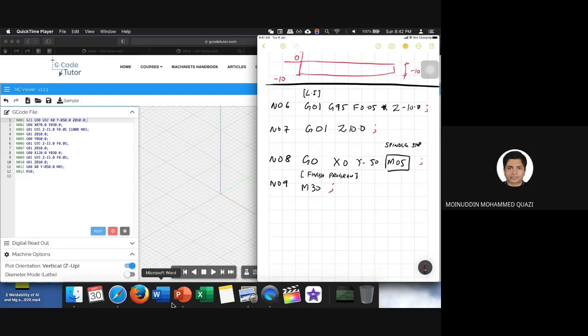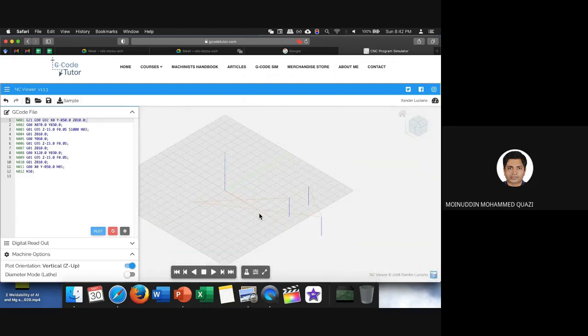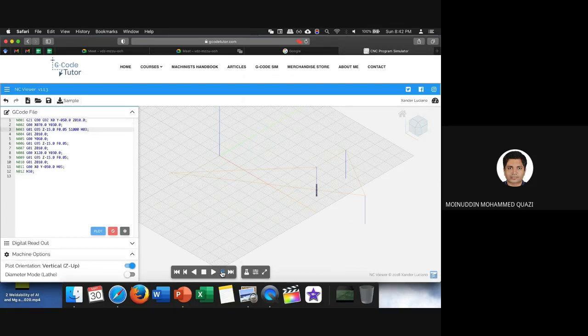So let us start the simulation. I will start the plot button. Okay, you can see this. So how the tool is moving: it moves from here, goes down, goes up, goes to the next hole, goes down, goes up, goes to the next hole, goes down, goes up, and then it comes back to its original position and the program ends at M30.